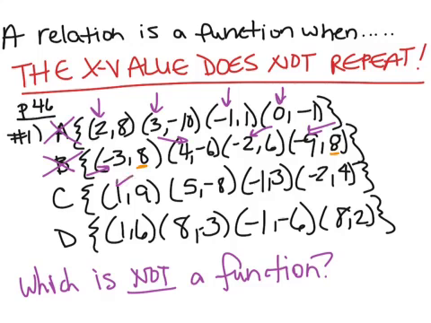In C, I have an x value of 1, 5, -1, and -2. So that is a function and cannot be my answer. So that means that D better be the one that's not a function. Well, let's take a look. I have an x value of 1, of 8, of -1, and of 8.